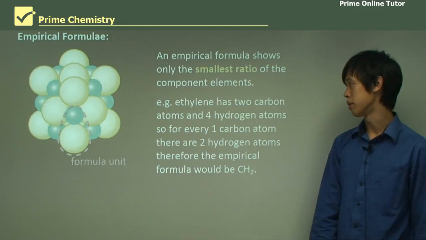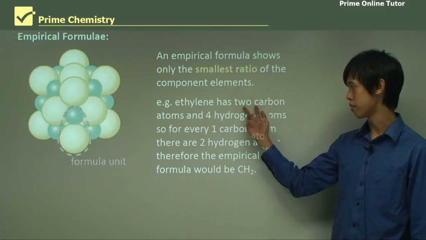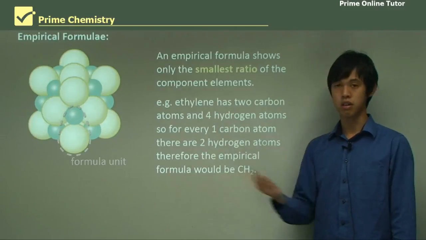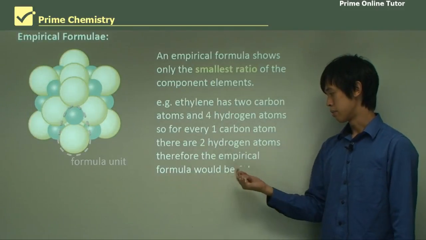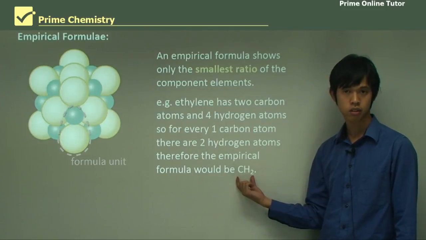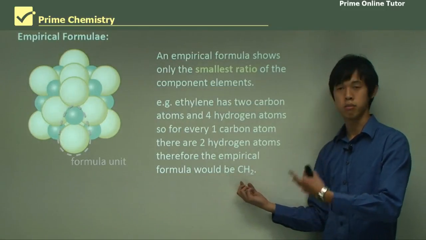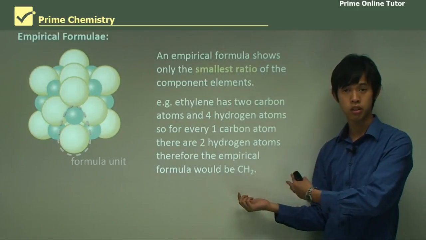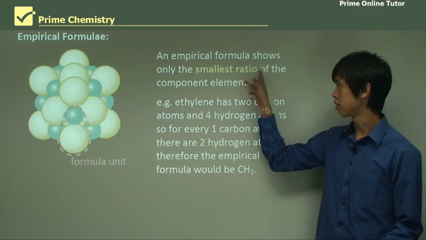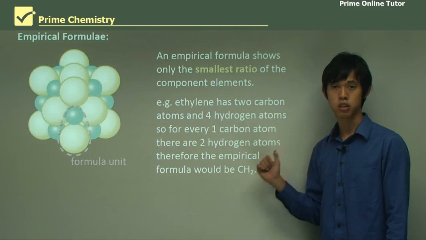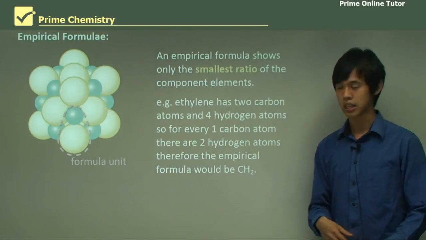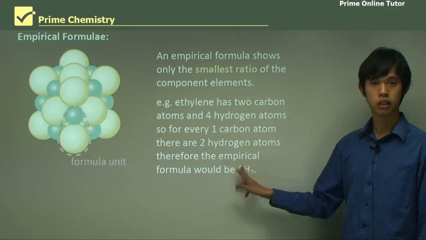So an example of this would be ethylene, okay? So ethylene has 2 carbon atoms and 4 hydrogen atoms. So for every 1 carbon atom, there are 2 hydrogen atoms. So the empirical formula would be just CH2, okay? So before we saw that in the molecular formula it was C2H4. But this one, because we're using the smallest ratio, it's just CH2, okay? And so you can't really tell much from this formula.